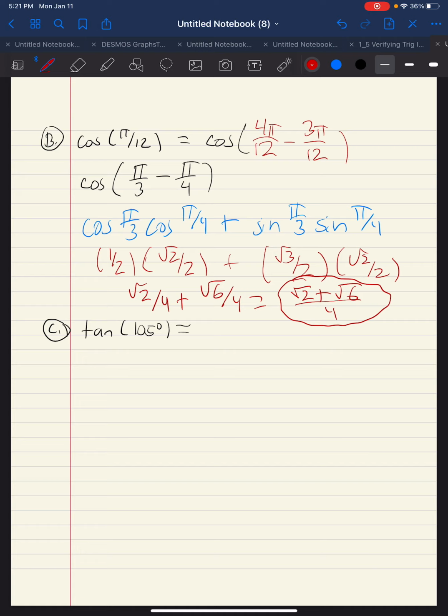Now that you've done this one on your own, let's see how you did. So tan of 105, you know we can't do that using the unit circle. So we want to use the sum and difference formula, and we have to find values that are in fact in the unit circle. So in my mind, I know that tan of 45 degrees plus 60 works.